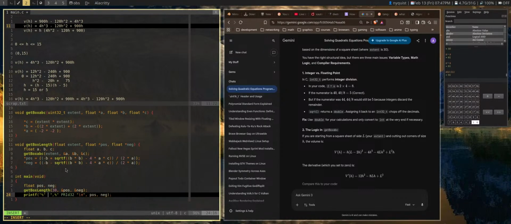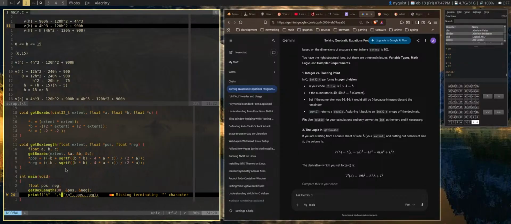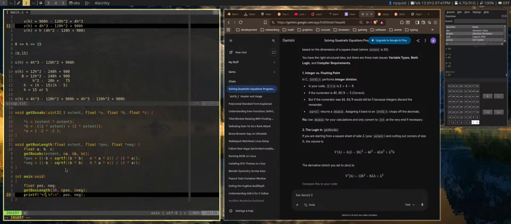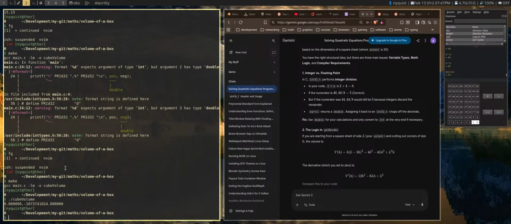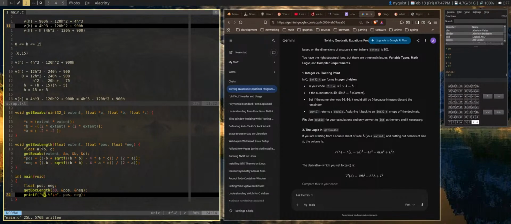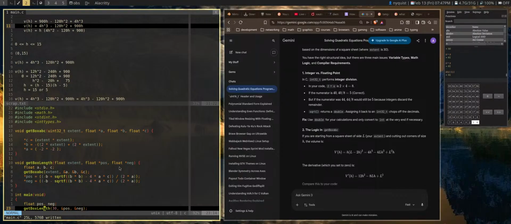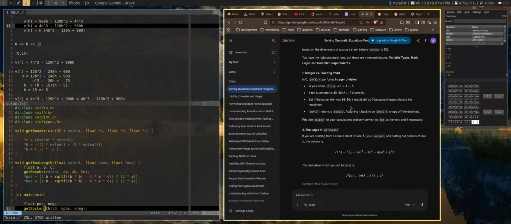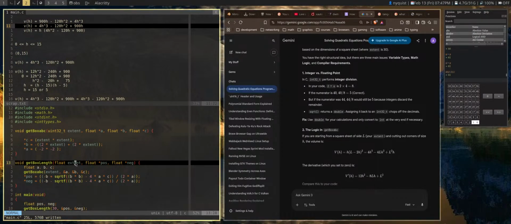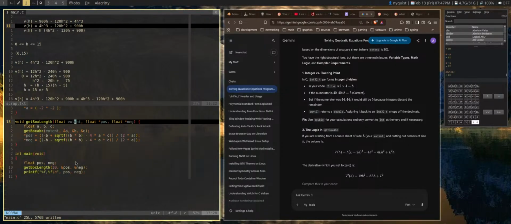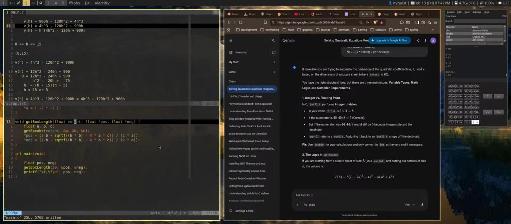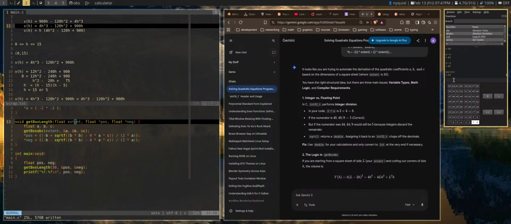Okay, screw all this stuff that we did. Let's just go back to floats and see what happens. Okay. Yeah, I'm not assigning the right types of values. I guess that makes sense. Let's, because what is it?